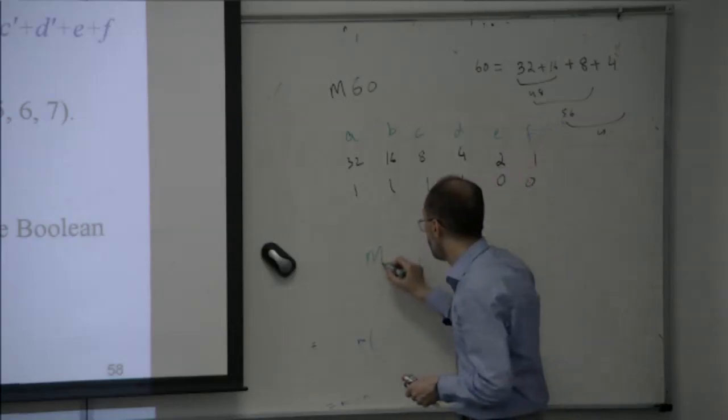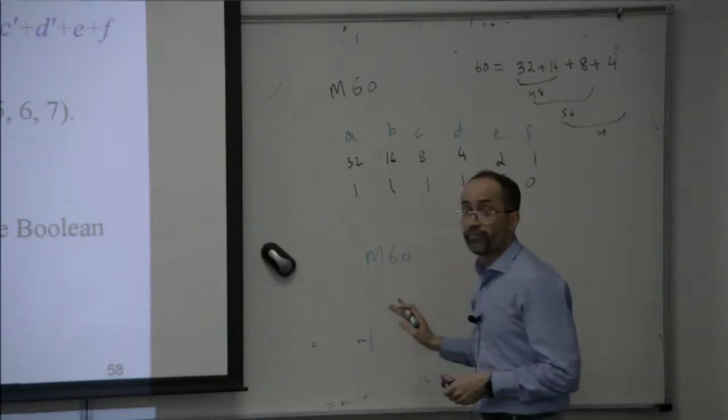So is M60 the maxterm or the minterm? Maxterm. For the maxterm, how do we write it? A plus B bar, and so on. Did I look at the solution? It's there. Which option is this? C. Yes, it's C. Got it?